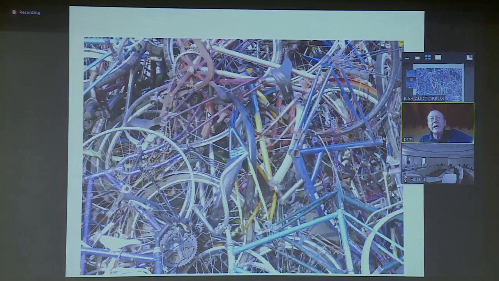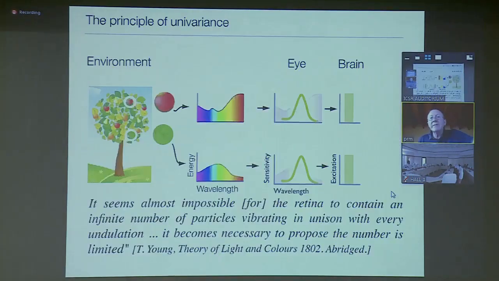If I drain away the color from this image, you see it becomes much more difficult to put together or interpret the individual bicycles in the scene. So let's think about it. What is this process?